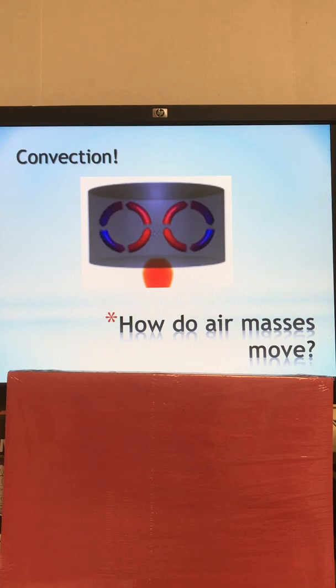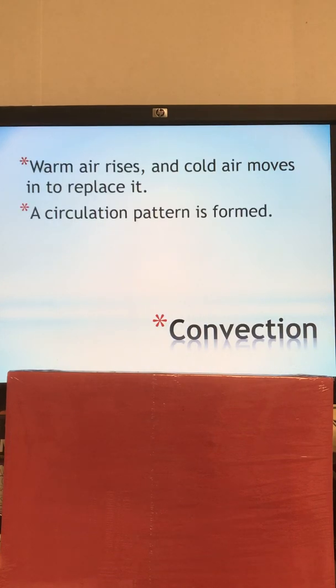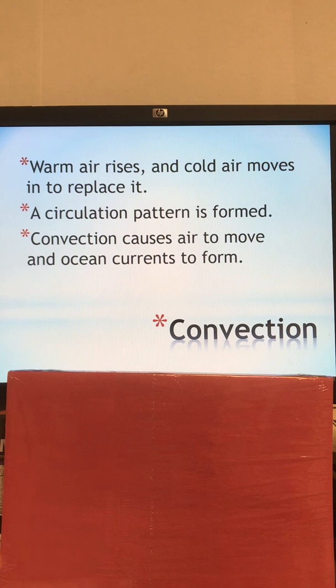Okay, we've got convection here. We talked about that in another video, but we're going to play right in here real quick. We got to talk about this because it's so important. Warm air rises, cold air moves in to replace it. A circular pattern is formed. Convection causes the air to move and the ocean currents to form. Ocean currents and air mass movement, a lot of convection goes on to make this all occur.